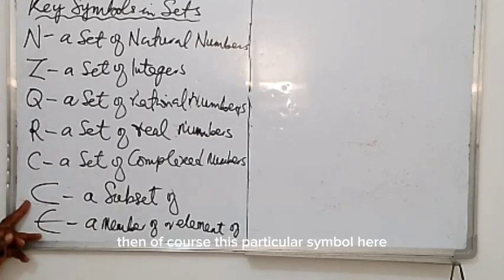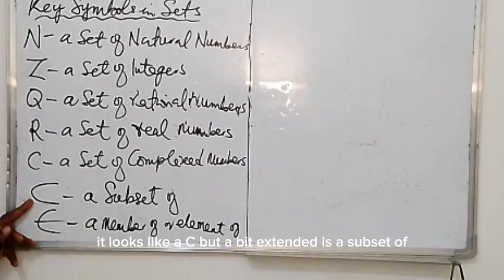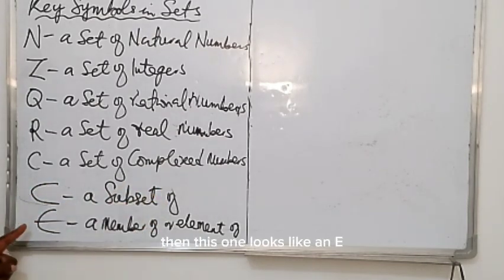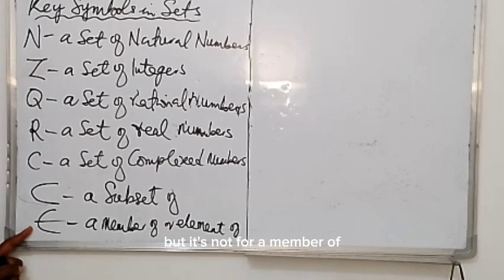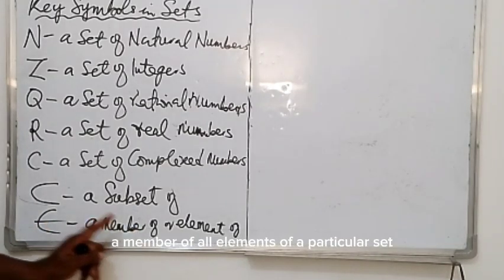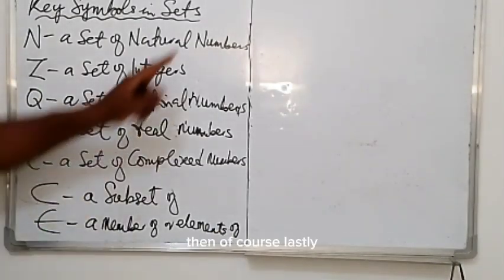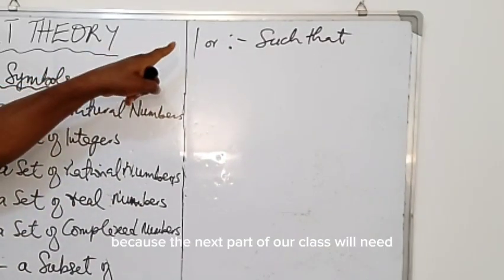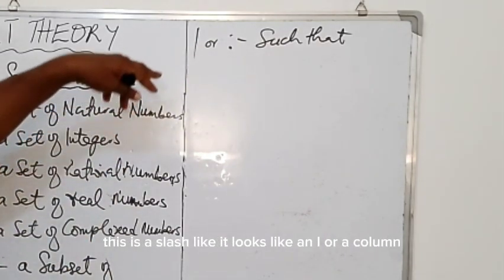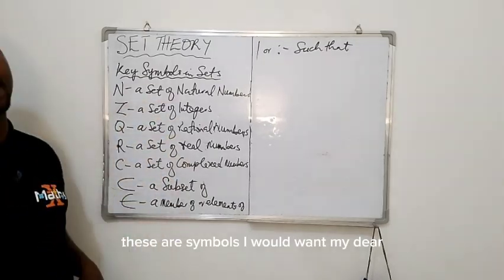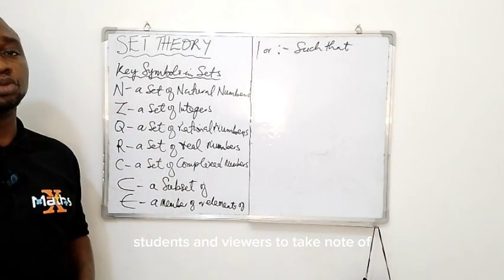Then, of course, this particular symbol here, it looks like a C, but a bit extended, is a subset of. I've used it earlier in our previous classes. Then this one, it looks like an E, but it's not. It is for a member of or elements of a particular set. Then of course, lastly but not the least, because the next part of our class will need this, is a slash, it looks like an I, or a colon. Those are two symbols used. It is for such that. So these are symbols I would want my dear students and viewers to take note of.